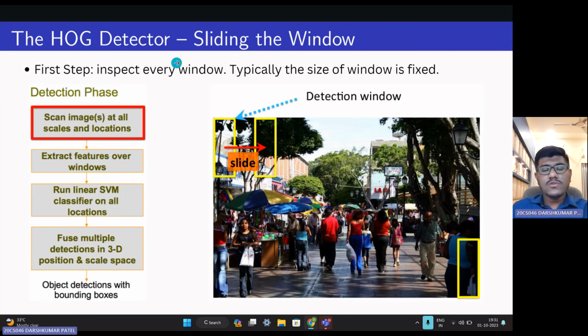The HOG detector. Coming to the first process of the HOG detector, that is scanning the image. The first step is to inspect every window. Typically the size of the window is fixed. For example, this is the window. This window size is fixed for the image, and it is moved in this direction, covering all the corners of the image, and finally the features are extracted by sliding this window.